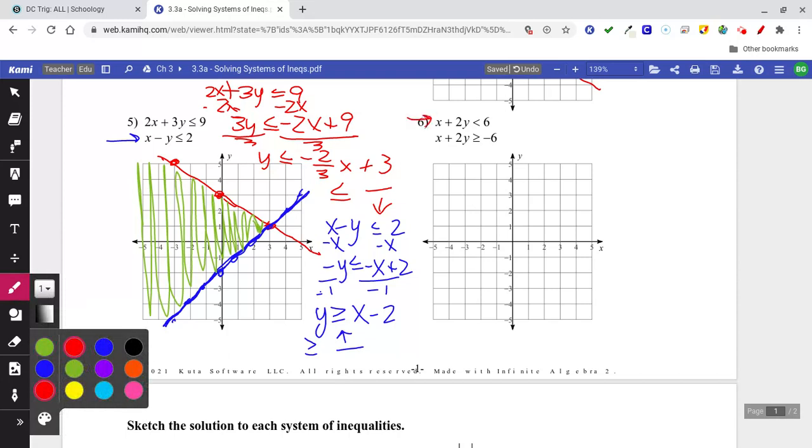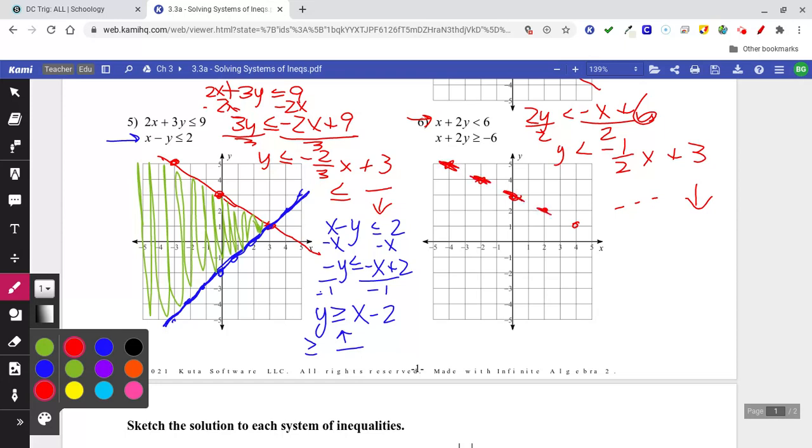Next one. Let's subtract the x over. So we would have 2y is less than -x plus 6. And we divide by this 2. y is less than -1/2 x plus 3. Dotted line, shade down. Start at 3, go down 1, right 2, down 1, right 2, up 1, left 2, up 1, left 2. Got a dotted line. We're going to shade down.